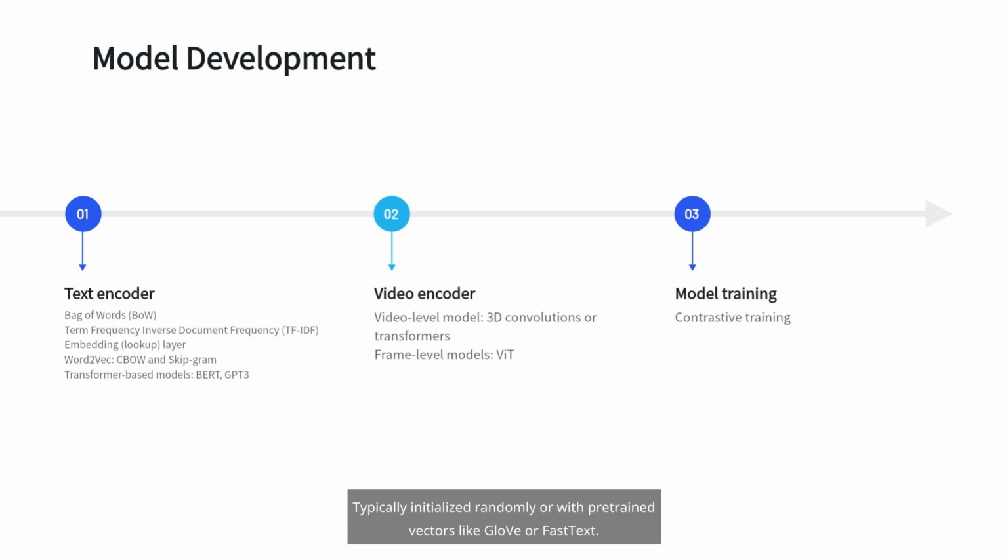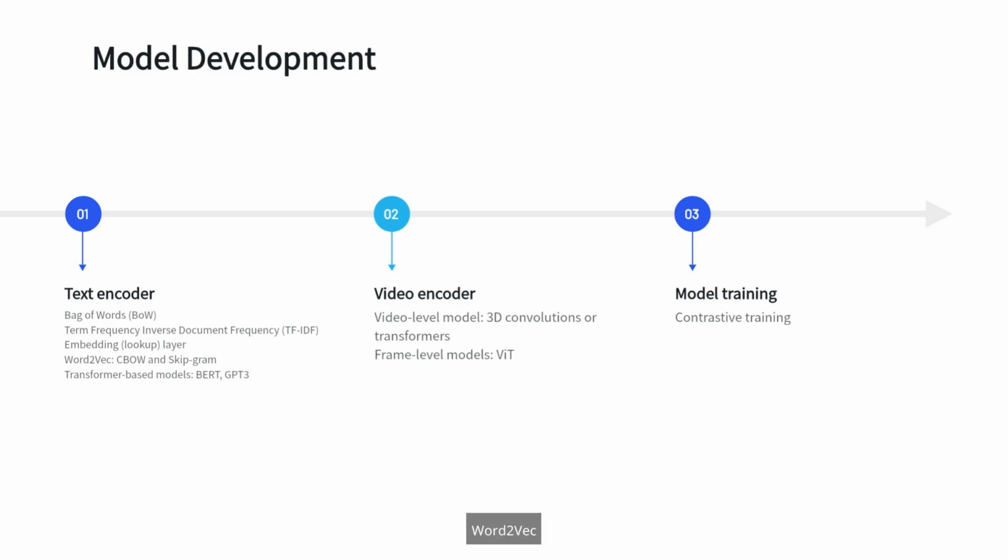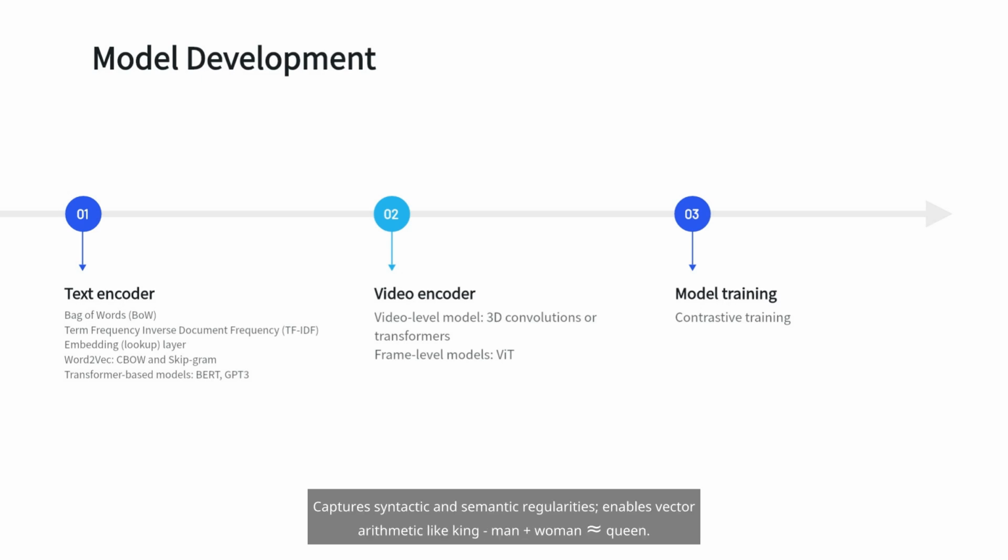Word2Vec. Learns word vectors by predicting context. CBOW. Averages context to predict target word. Skip-gram. Predicts context given the target word. Captures syntactic and semantic regularities. Enables vector arithmetic like king minus man plus woman is almost equal to queen.